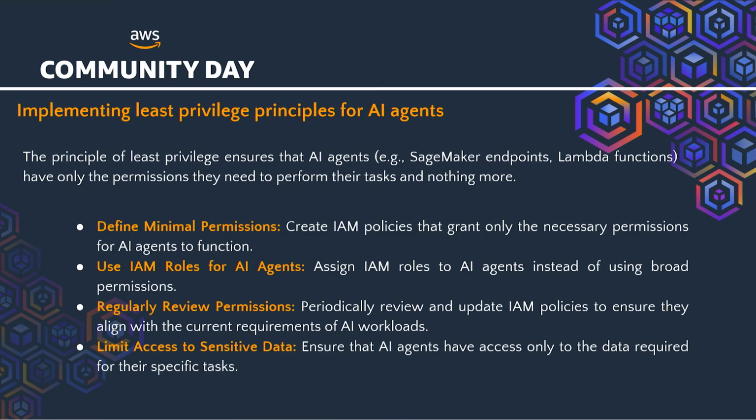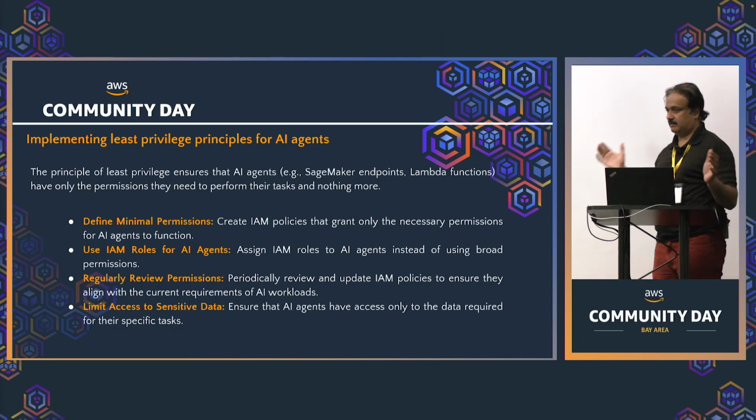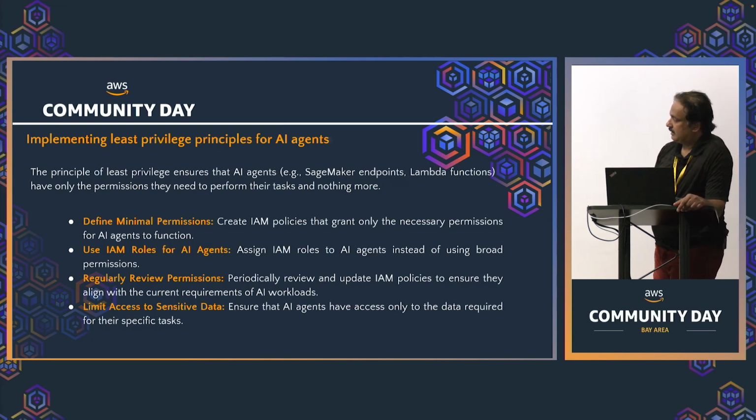Implementing least privilege for AI agents. We talked about this. Only grant, define minimal permissions. Granting IAM policy only the access that the AI agent needs to perform. And then also grant access to data only what this particular agent needs access to. Once you have all the data in the lake, grant access to only the data that it needs access to.